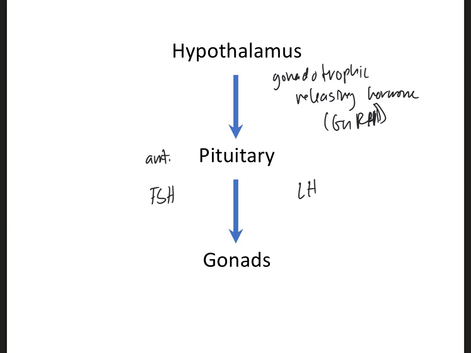Both of these hormones, LH and FSH, function in males and females and have different purposes. FSH does what it's named for, follicle stimulating hormone. It's going to stimulate the growth of follicles in the ovary. So in females, this is just the sign for females, it stimulates follicle growth.